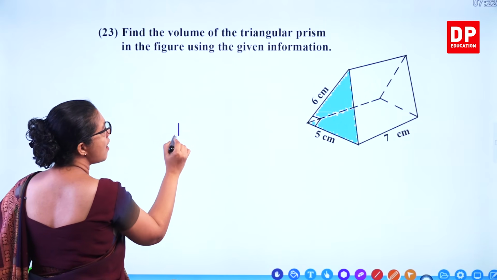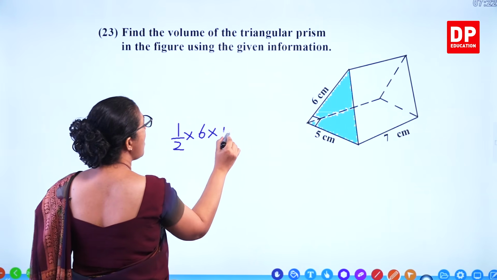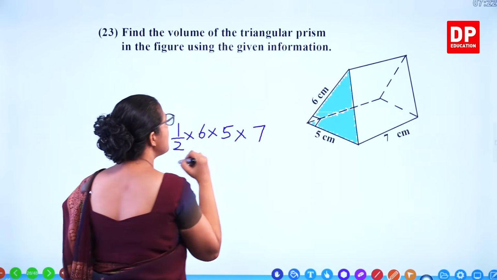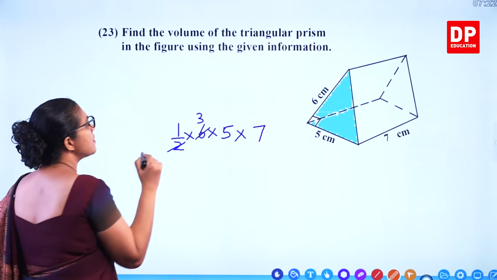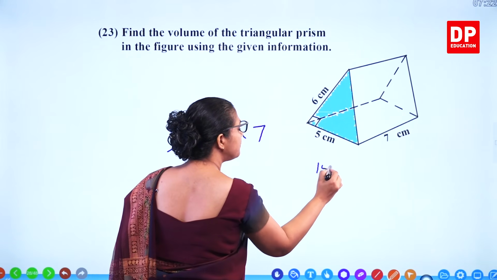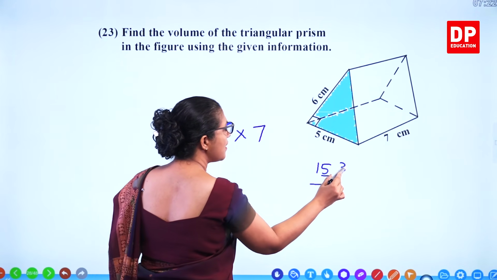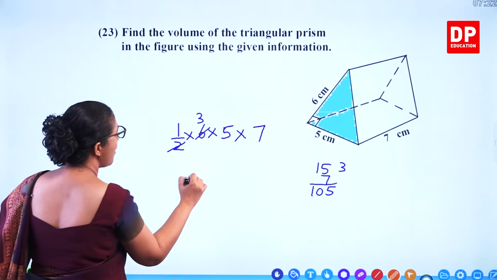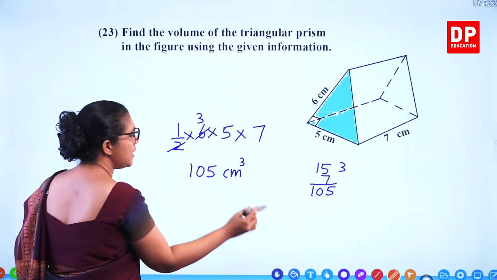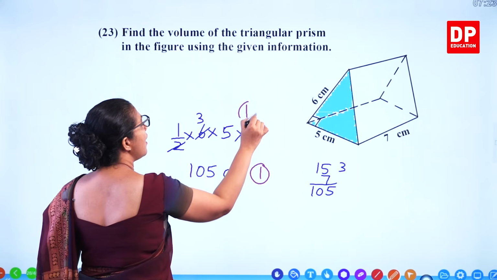The cross sectional area, half times height is 6 and we can say base is 5. And then this is the length of the prism, 7. 2 times 3, 6. So 3 times 5, 15. 15 times 7, 7 times 5, 35. 7 times 1, 7 plus 3, 10. So 105, this is about volume, cubic centimeters. So 1 mark and 1 mark here.